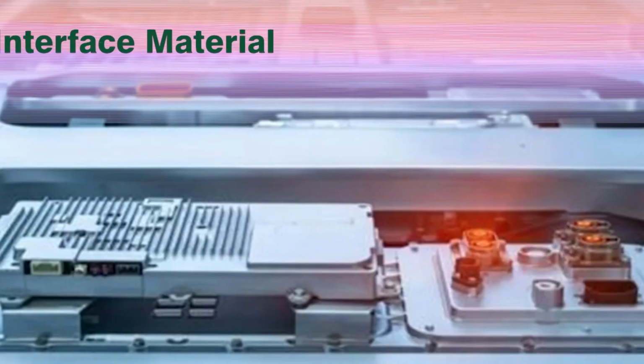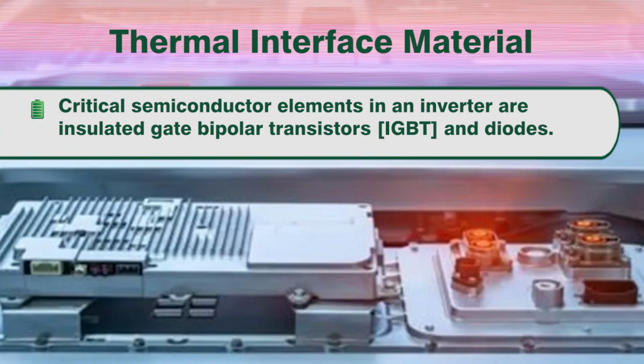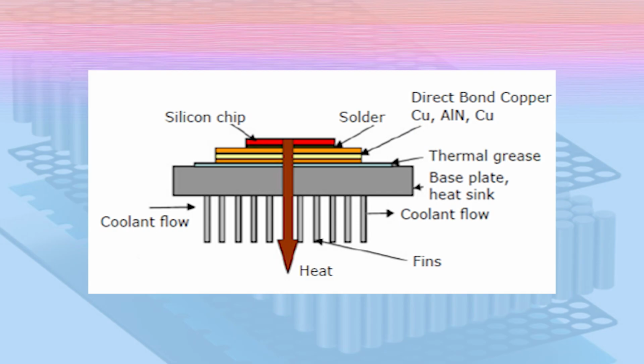The next one is the thermal interface material. The critical semiconductor elements in a converter or inverter are IGBTs, MOSFETs and diodes. The figure shows the different layers constituting a typical IGBT package in an inverter. The silicon die is soldered to the direct bond copper, which is composed of an aluminum nitride layer sandwiched between two copper layers. In a typical IGBT package, the DBC layer is attached to the aluminum heat sink via an interface of thermal grease.